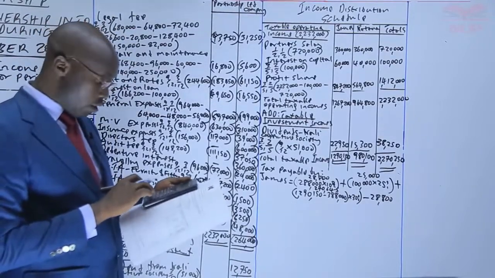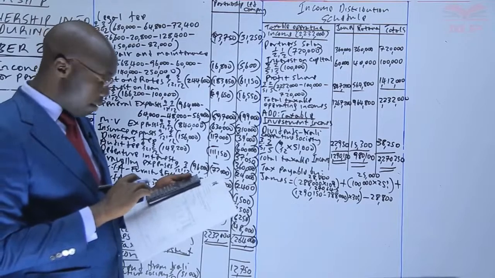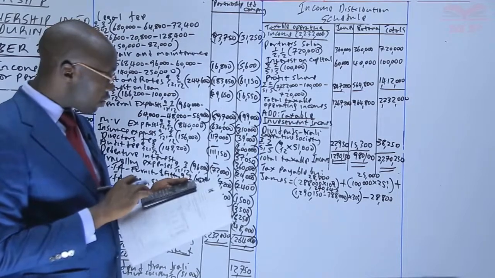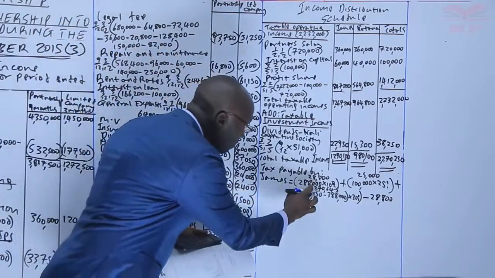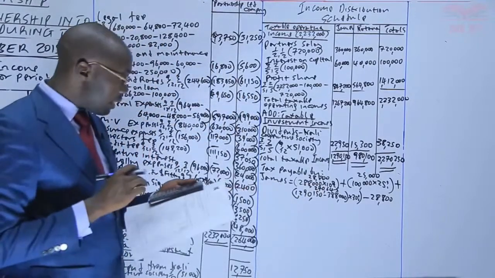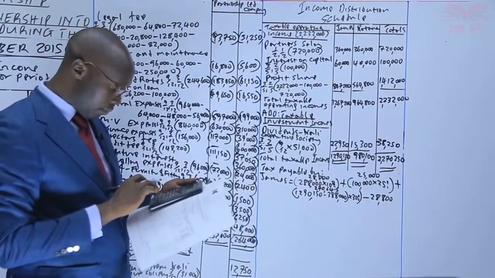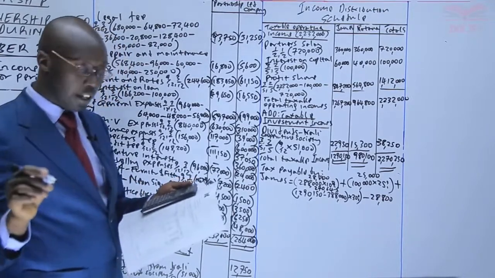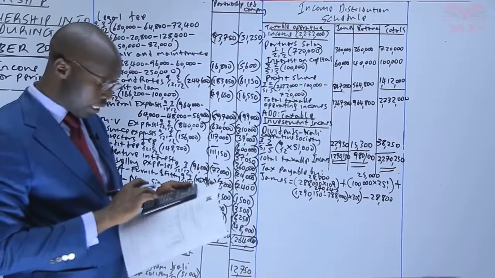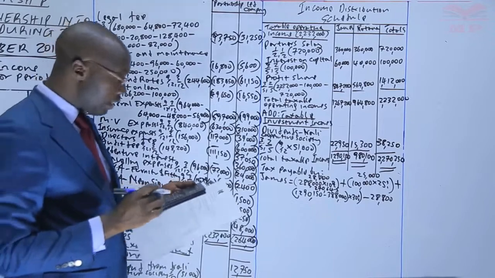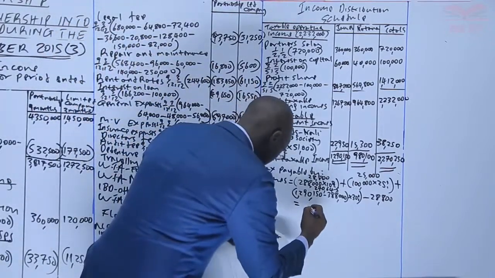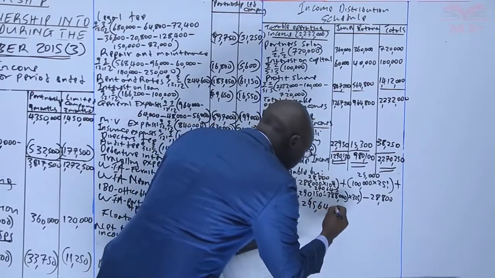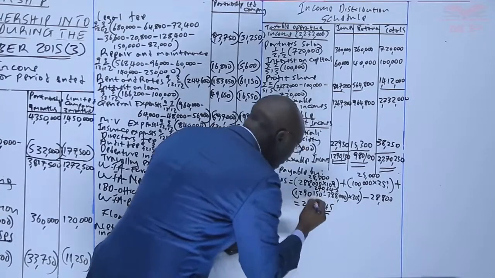So it's going to be 28,800 plus 25,000 and then plus 270,645. That is going to be 324,445. And then we minus the personal relief, 28,800. That gave us 295,645. That is the tax payable by James.